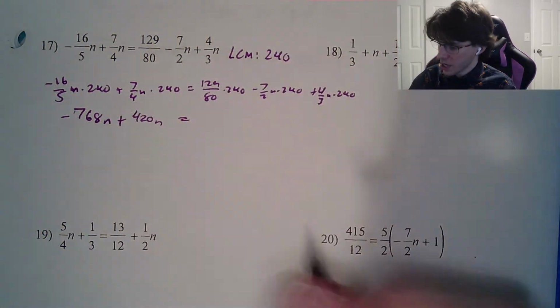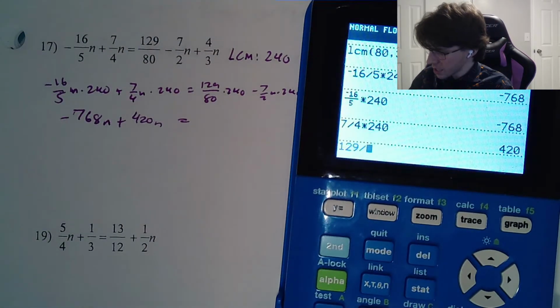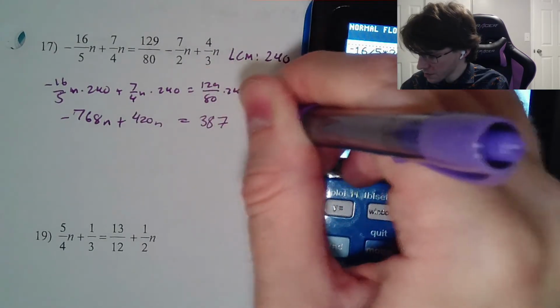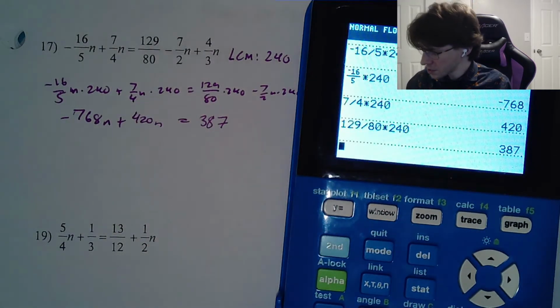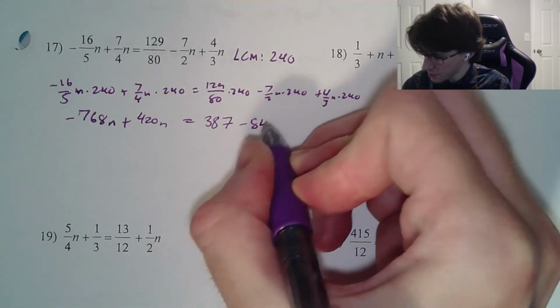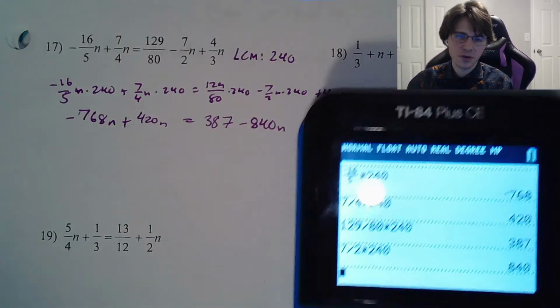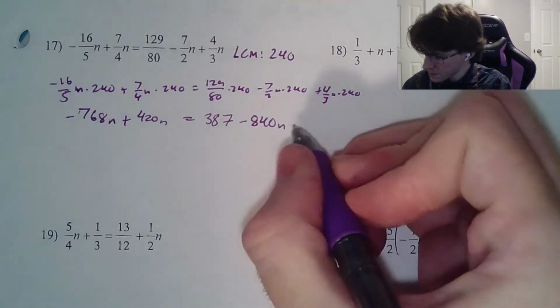After that, we are again multiplying through. We have 129 divided by 80 times 240. That's going to be 387. No n on that one this time. And then 7 over 2n times 240. So 7 divided by 2 times 240. Yeah, 840. This one was a minus, so 840n. And the last one's 4 over 3 times 240. And that one's going to be 320.